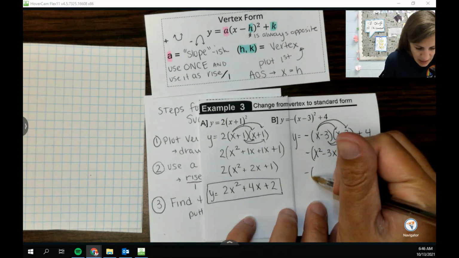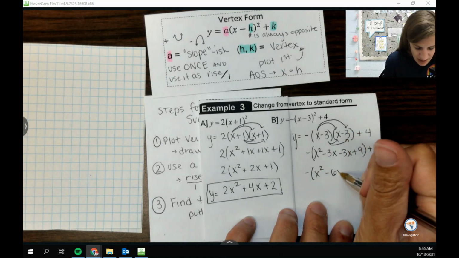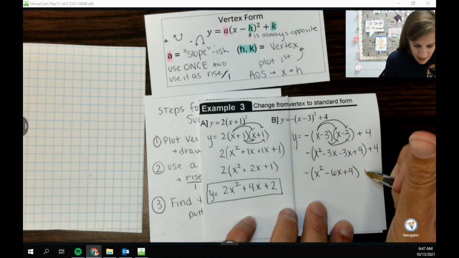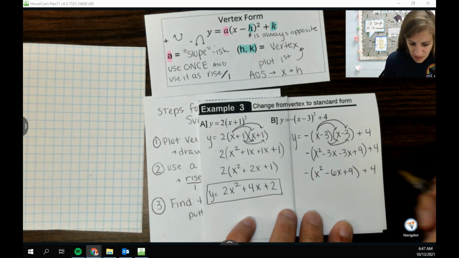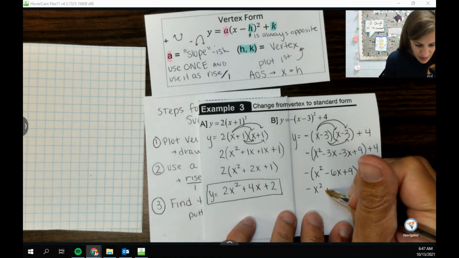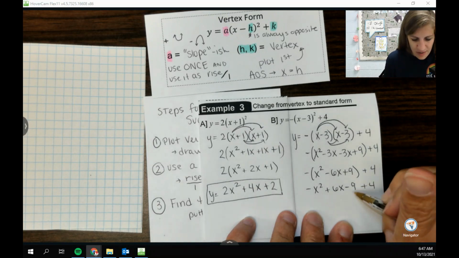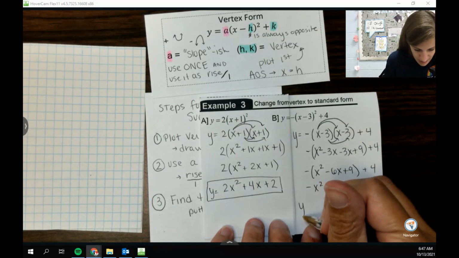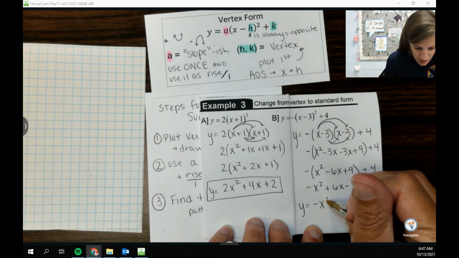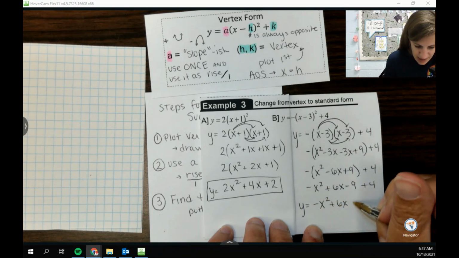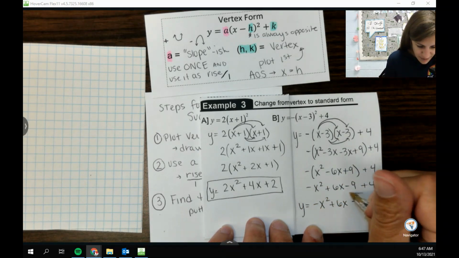I'm going to combine those like terms again, so negative 6x plus 9. Distribute the negative. Now it ends here, and then I have a plus 4, and so now I have a couple more like terms that I can combine. So we'll have negative x squared plus 6x minus 5.